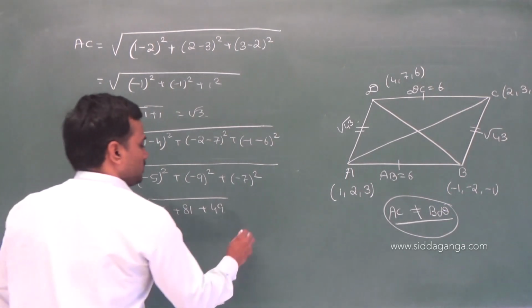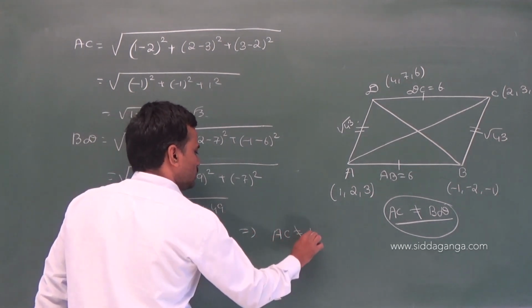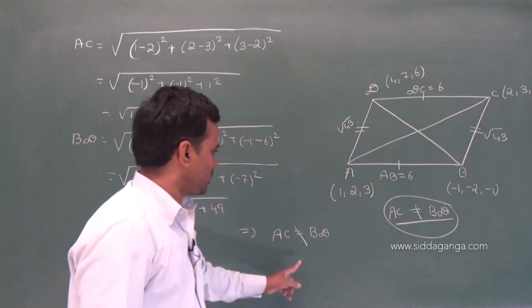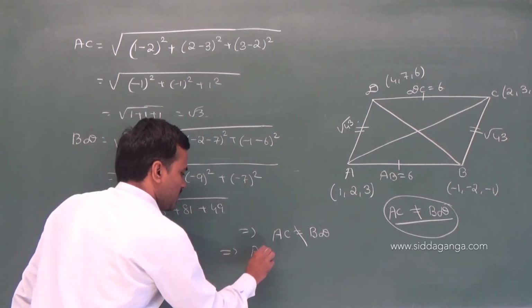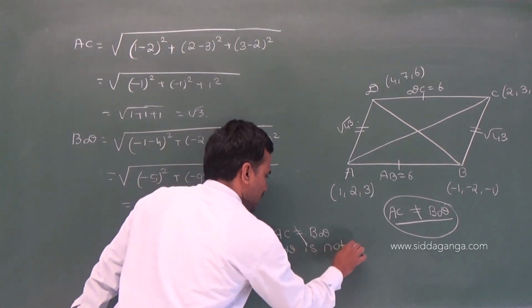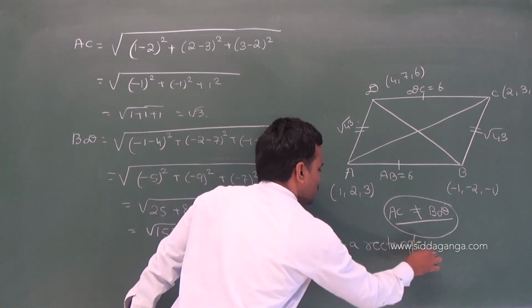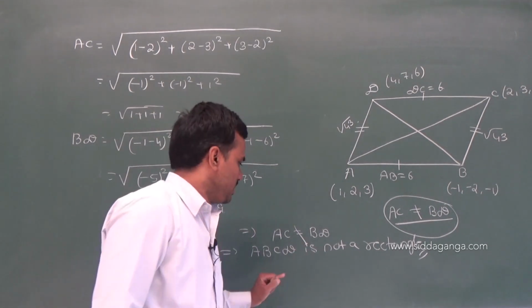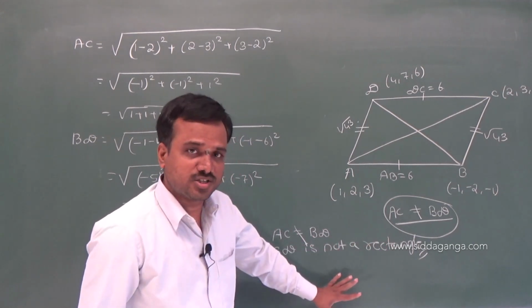Observe carefully. That implies AC is not equal to what? BD. AC is not equal to BD. If AC is not equal to BD, that implies ABCD is not a rectangle. Very important condition: if the diagonals are the same, ABCD is a rectangle. If the diagonals are not the same, ABCD is not a rectangle. Yes? Understand? Okay.